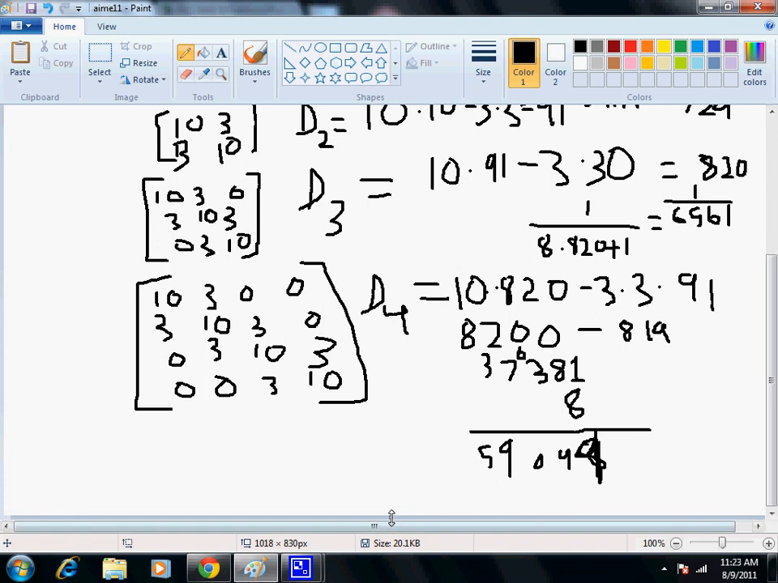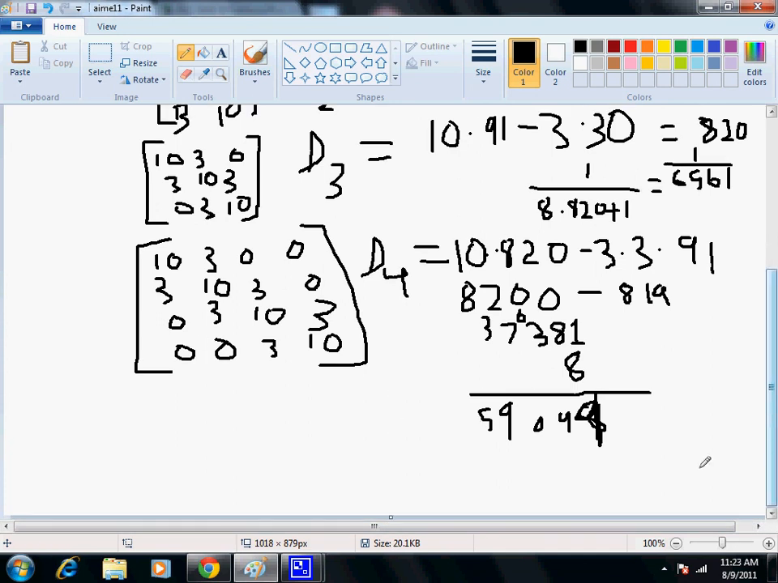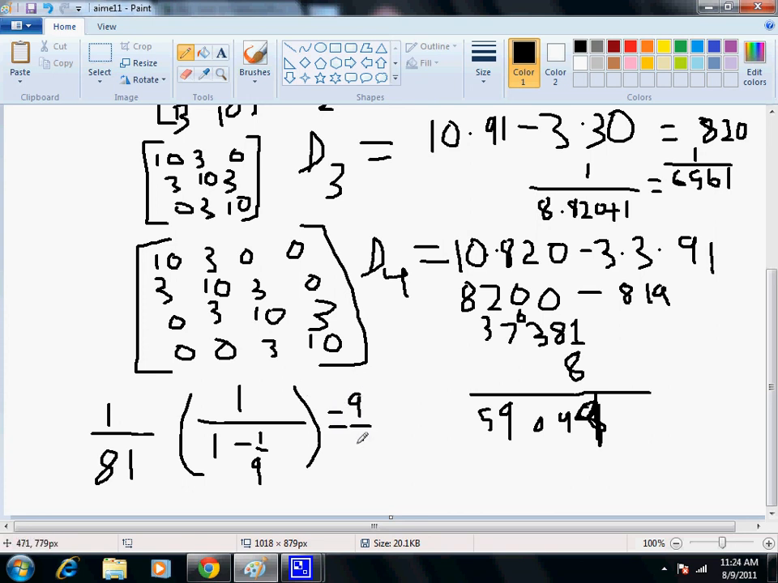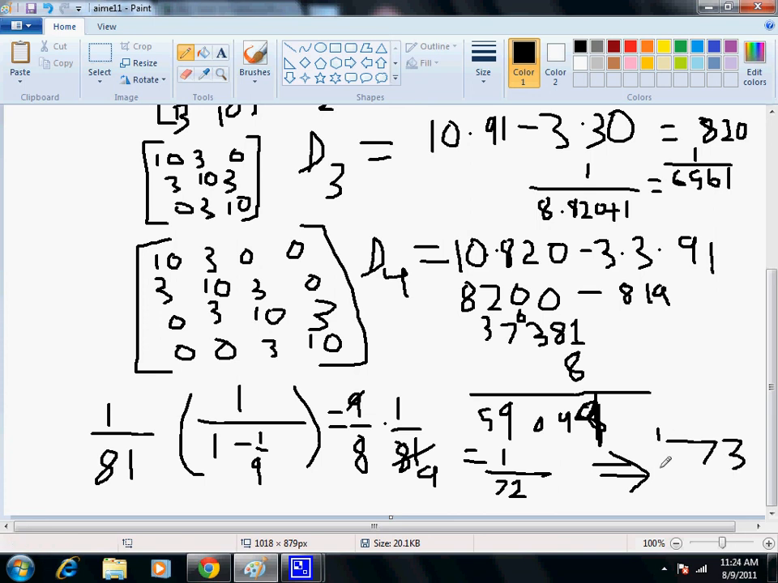So we can reasonably guess that it is a geometric series whose first term is 1 over 81 and whose common ratio is 1/9. So the sum would be 1 over 81 times 1 over 1 minus 1/9, which is equal to 9/8 times 1 over 81, which is just 1 over 72. And so the answer is 73, the sum of the numerator and the denominator.